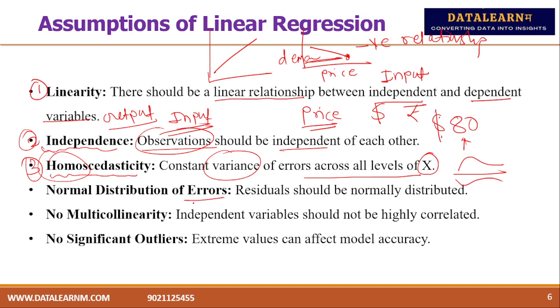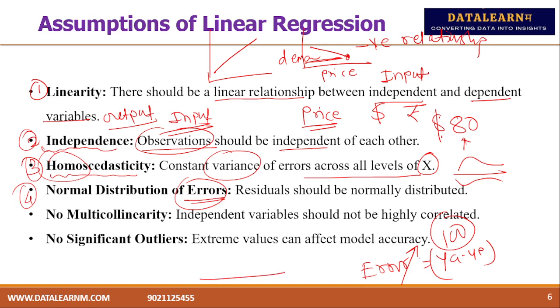Now, if we plot the errors graph with the help of a KDE plot, suppose 100 data points are there and you have calculated the error, y actual minus y predicted, for all of them, you will have 100 error terms. If we plot the graph of those 100 values, it should follow the normal distribution. The residual should be normally distributed. What is the residual? Residual means the difference between the actual and predicted value, correct?